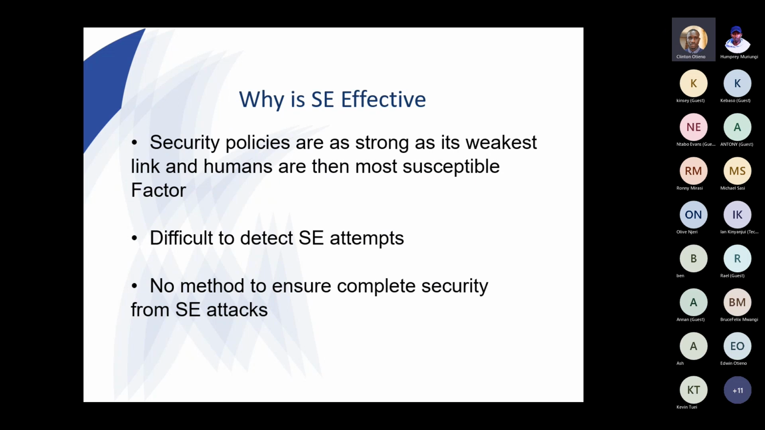So why is social engineering effective? Security policies are only as strong as their weakest link, and humans are the most susceptible factor. It is also difficult to detect social engineering at times. There is no method to ensure complete security from social engineering attacks, and most organizations are encouraged to train their employees on these security measures.